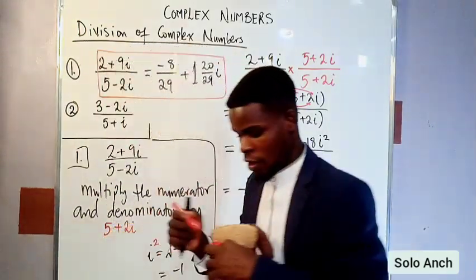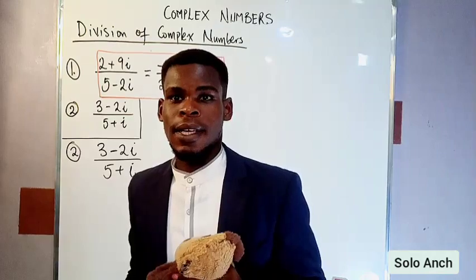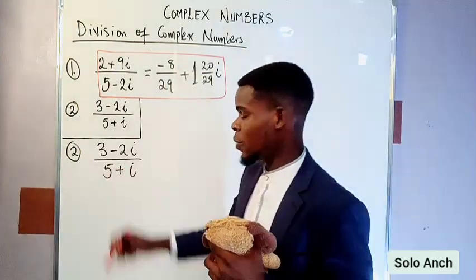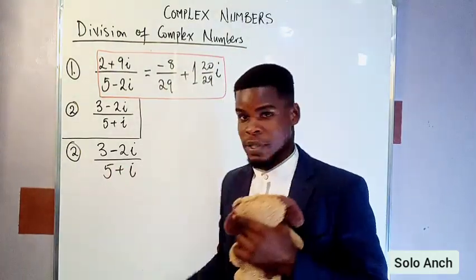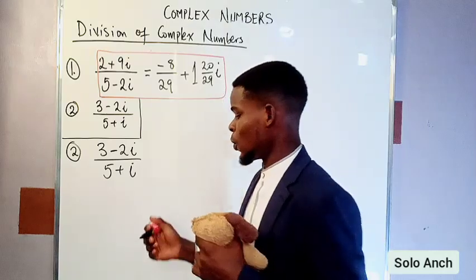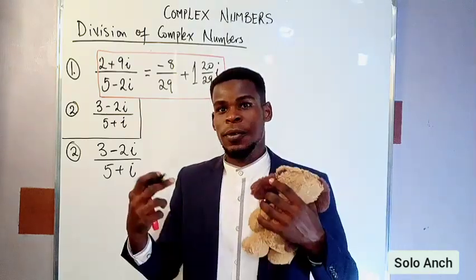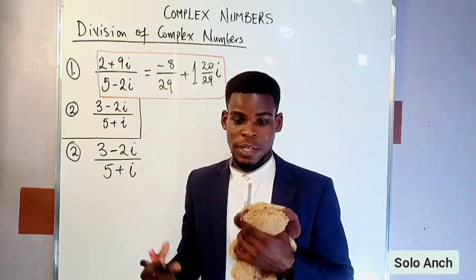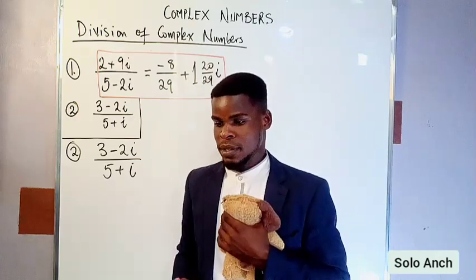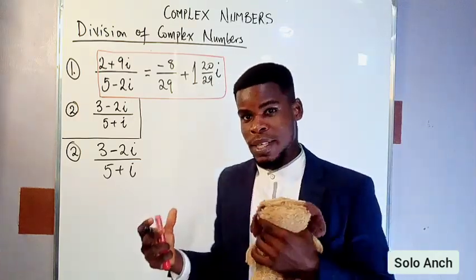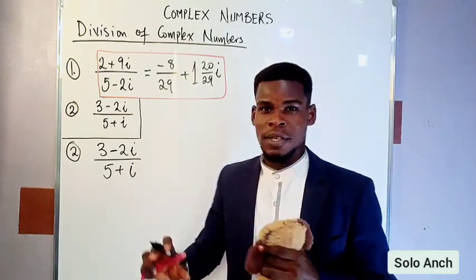So I'm going to clean this part and then we're going to do the second one real quick. Okay, so writing out the second question, we have 3 minus 2i divided by 5 plus i. Good. Okay, so using the fact that the ratio of two complex numbers will give us in general a complex number, what I would like to do is to equate this to a complex number.